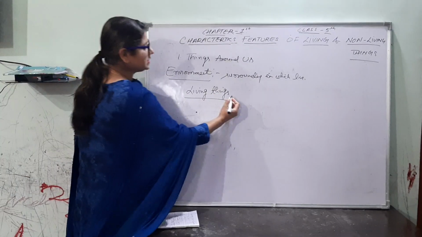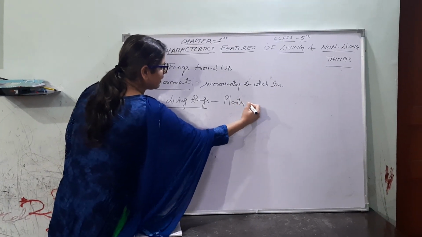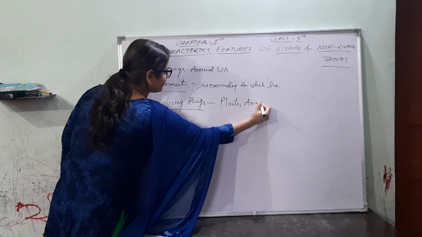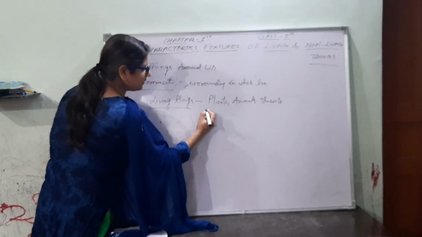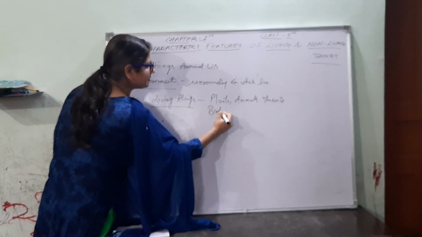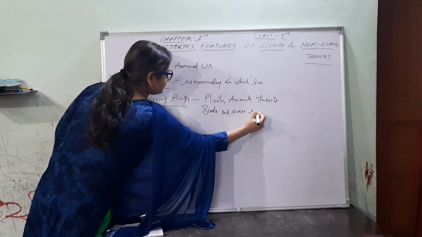Living things include plants, animals, insects, birds, or even small bacteria.